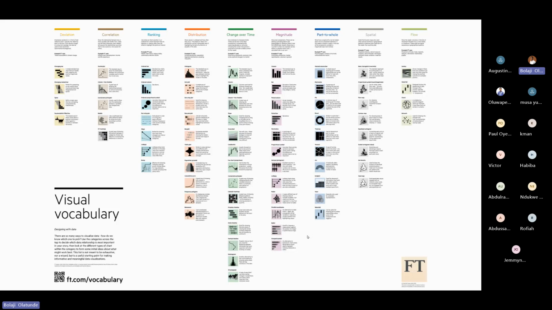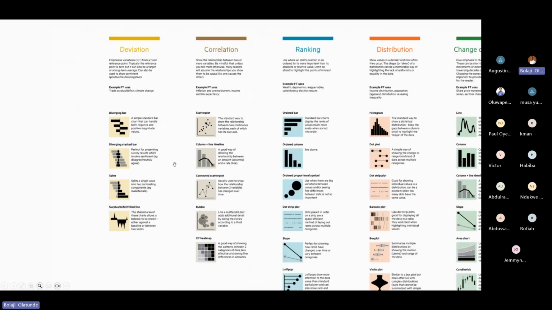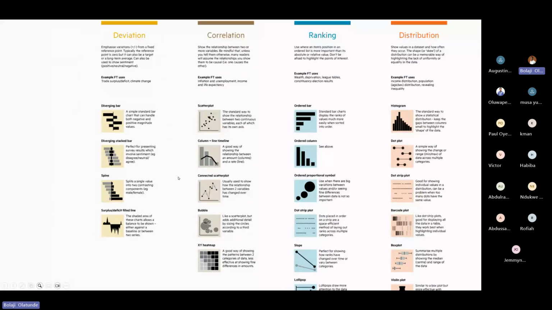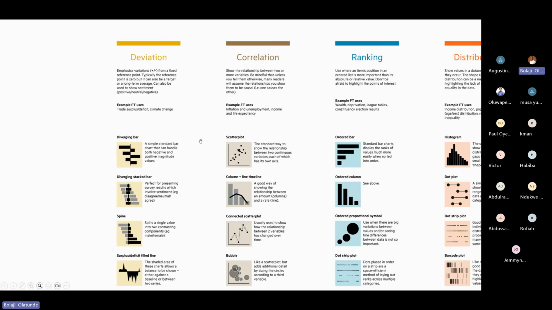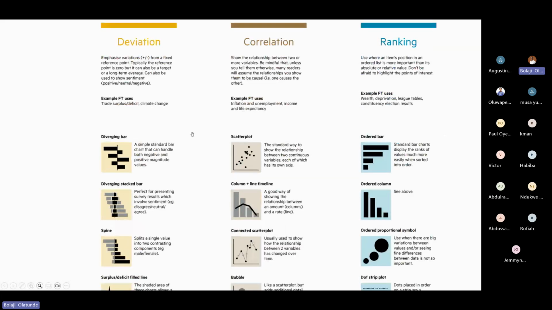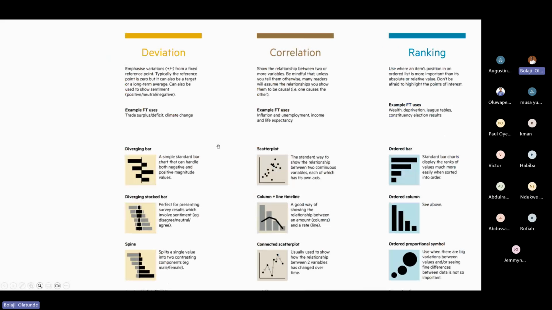So I'm going to zoom in on some of them now, so that we can see some of what we have here. In the first group here, we have deviation, right? We are trying to communicate deviation, and deviation says what?